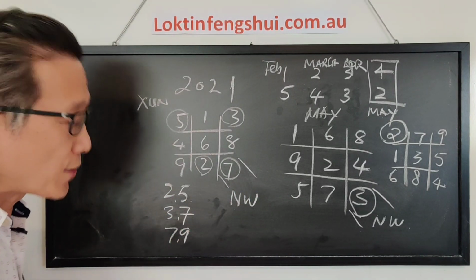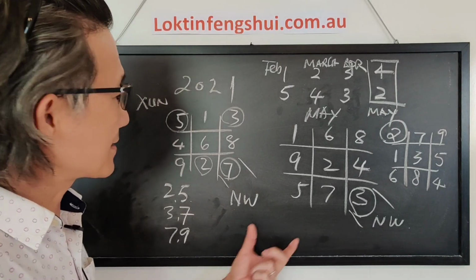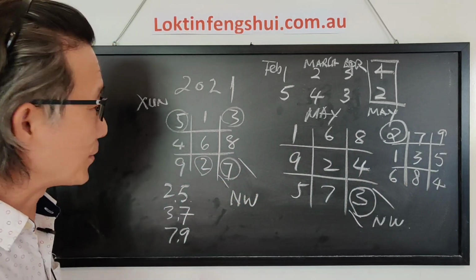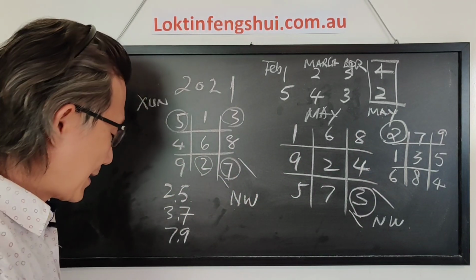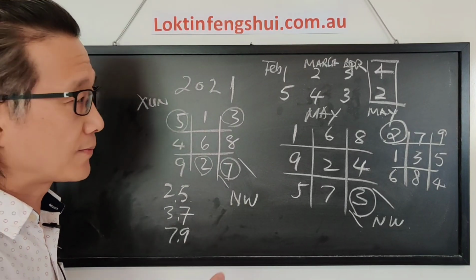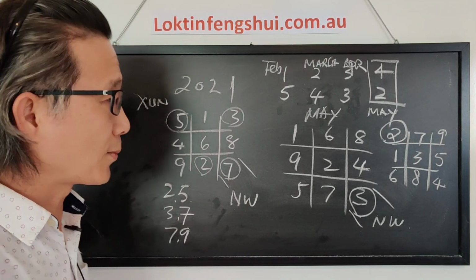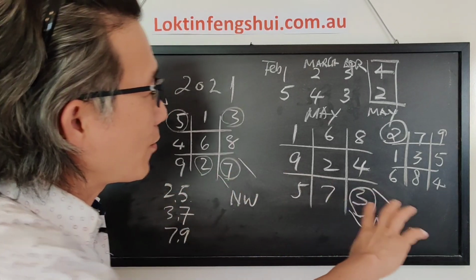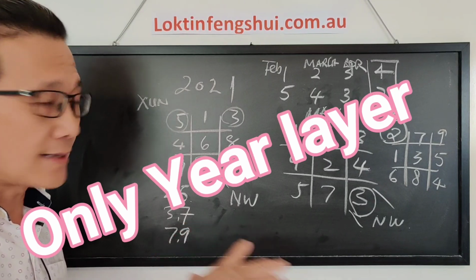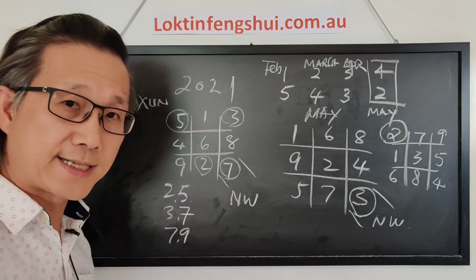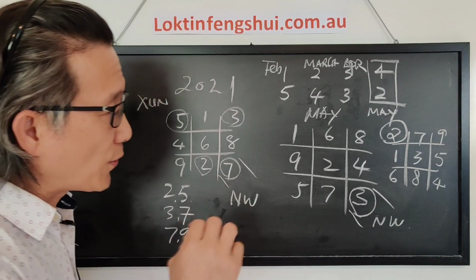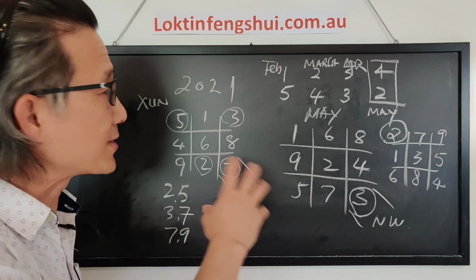And the question is, would that must happen, or is that serious? In my opinion, it has some effect, but it may not happen. Why? Because we only look at the year and month layer. There's another layer, like the 20 years layer, or the whole 60 years layer. They are not put into consideration yet.